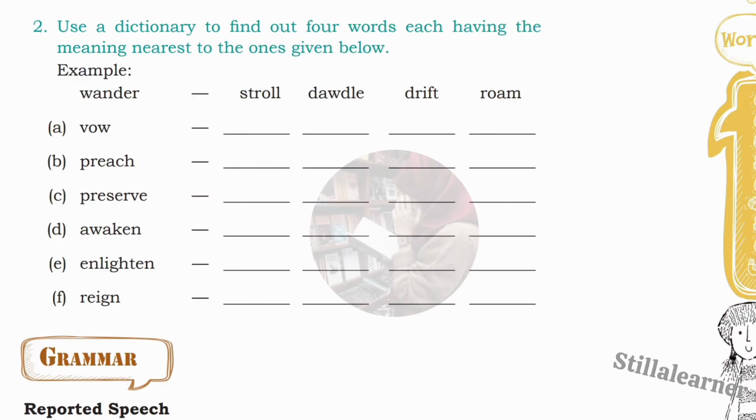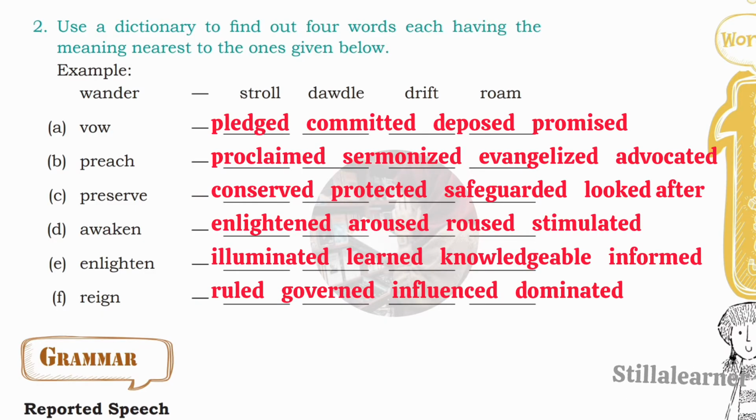Okay, next one is vow. Vow is nothing but promise. Okay, let's see the synonyms of this: pledge, committed, deposed, promised. Next one is preach. Its synonyms are proclaimed, sermonized, evangelist, and advocated. Next, preserve. Its synonyms are conserved, protected, safeguarded, looking after or looked after.